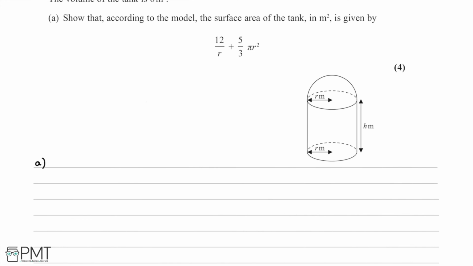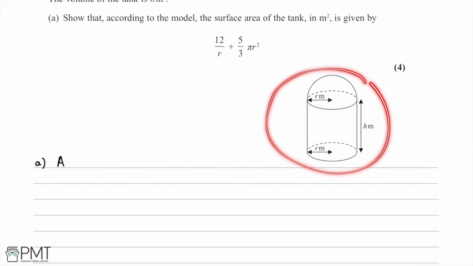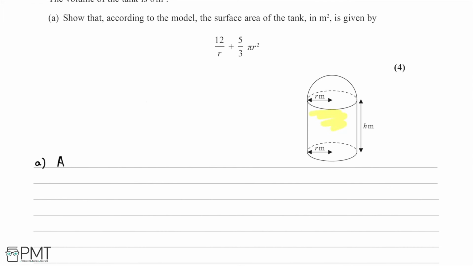In this part of the question, we're asked to show, according to the model, that the surface area of the tank in meters squared is given by this equation here: 12 over r plus 5 over 3 pi r squared. So to begin, we must have a think about how we will work out the surface area. We note that the surface area will have multiple components. It will have the surface area of the cylinder, it will have the surface area of the base of the cylinder, and it will also have the surface area of the hemisphere on top.